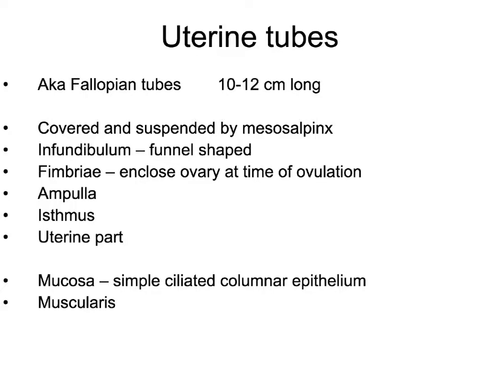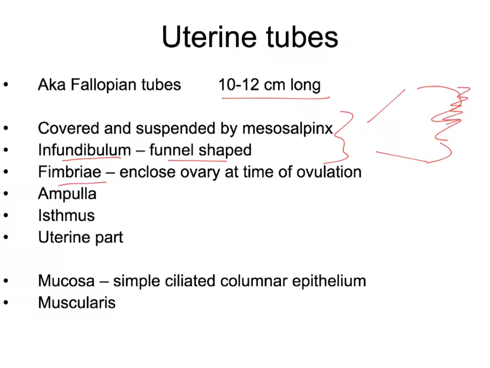Now the uterine tubes. So we're going to work our way down through. Uterine tubes used to be known as fallopian tubes. We say 10 to 12 centimeters long. We went over the anatomy. The infundibulum is this funnel-shaped beginning of the uterine tubes. The fimbriae are like the fingers that extend and almost touch the ovary when we ovulate. So they're going to catch the egg as it's released.